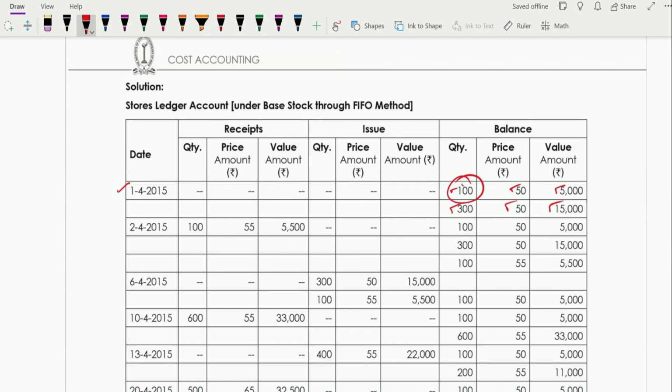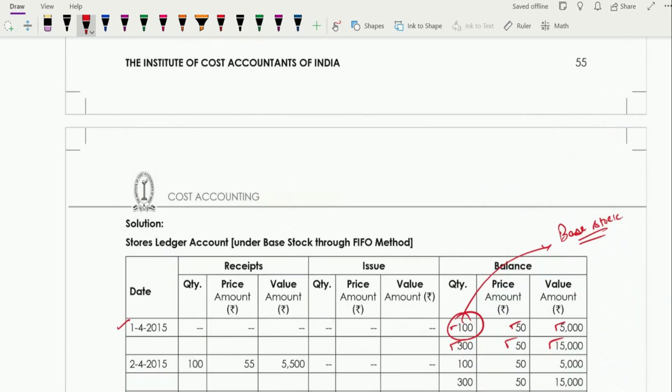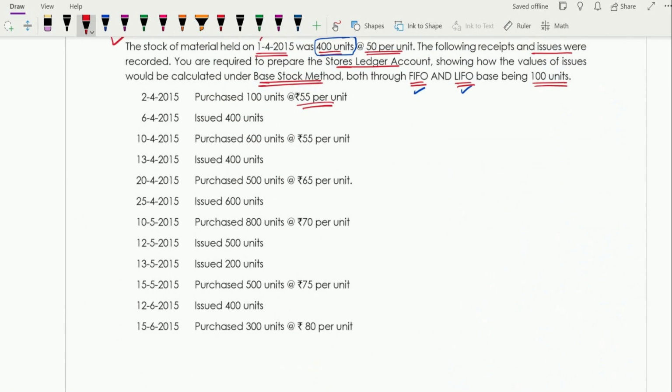Now this 100 units is your base stock, which you don't have to touch. It will be utilized only in case of an emergency. Otherwise, you are not going to use it. After that, let's do it by the FIFO method first. He has done it by FIFO.